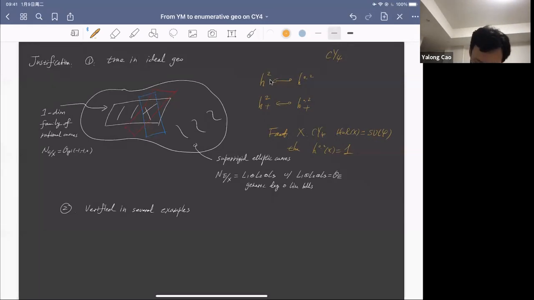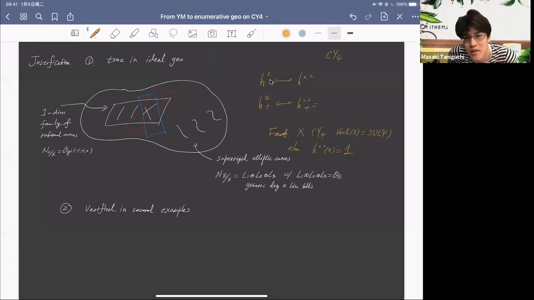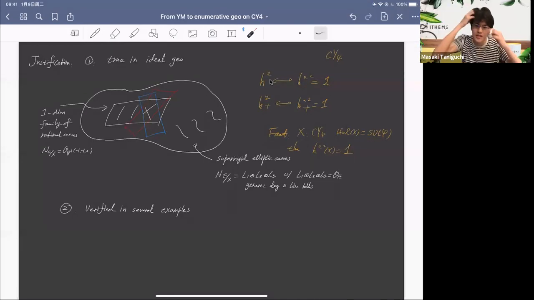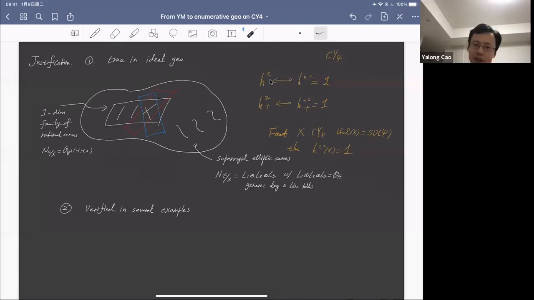So this means that the H02 plus is also 1. Because this is complex dimension, this is real dimension. So this means that the Calabi-Yau fourfold setting is always, you can understand it as corresponding to H2 plus, which is 1. I see. So there's no theory for H2 plus bigger than 1. So there's always wall crossing.